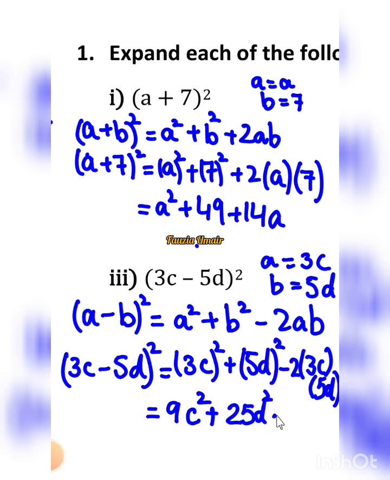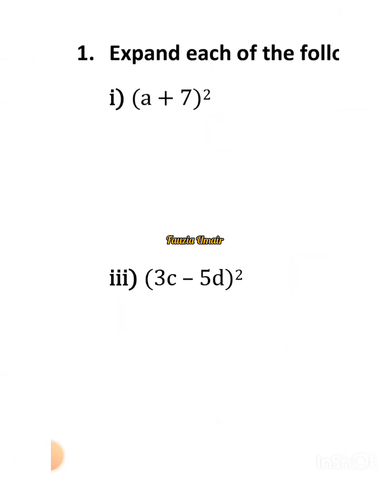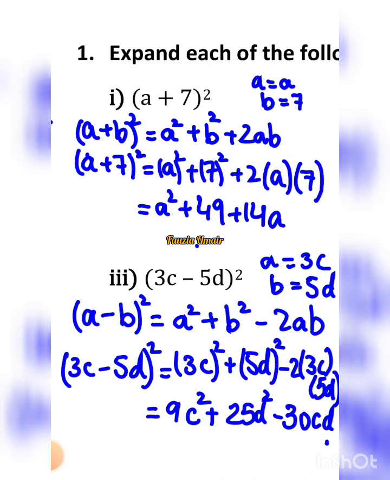So now for the third term, I will just multiply the coefficients. 5 3s are 15, 15 2s are 30. So 30cd is your answer. So let's solve more questions.